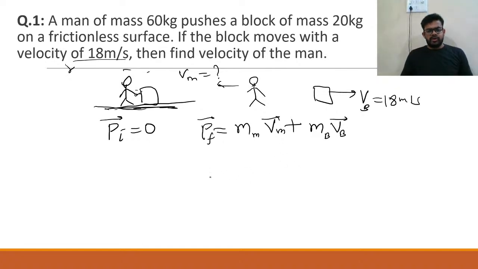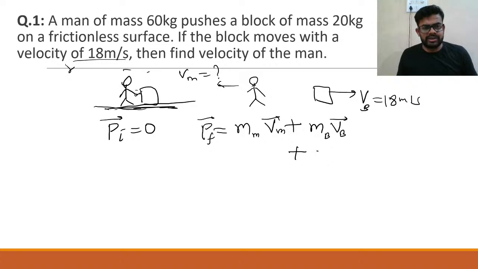So no need to be afraid of this. I am saying the rightward direction is positive and the leftward direction is negative, okay. So what I will write is mass of block into velocity of block. Velocity of block is 18.